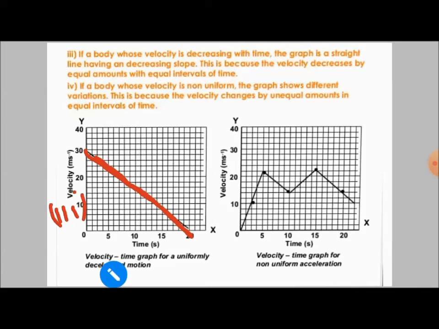Now the fourth point is a body whose velocity is non-uniform, where the graph shows different variation like this. In this case, velocity is first increasing, then decreasing, then increasing, then decreasing. So velocity changes by unequal amounts in equal intervals of time.